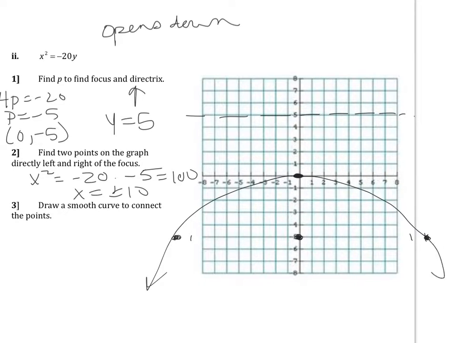But if you're comfortable with the shortcut and understanding this focal chord, that this focal chord has a length of 4p, in this case 20, then you can simply start at the focus and count 10 in either direction to get your 2 points. That'll become a nice shortcut when we translate these parabolas off of the origin, because then you don't have to worry about making calculation mistakes when it's not as easy as a plus or minus situation.